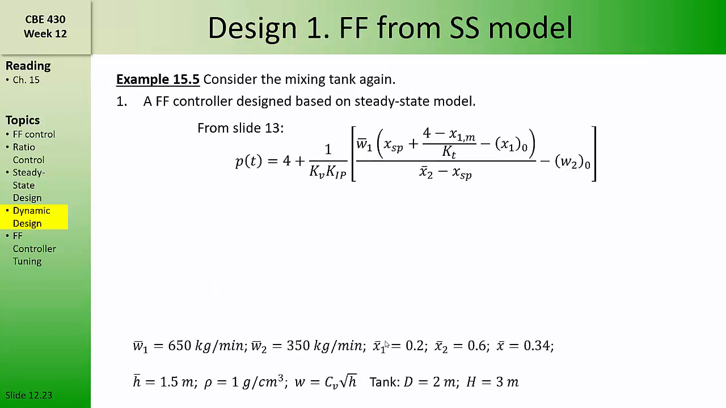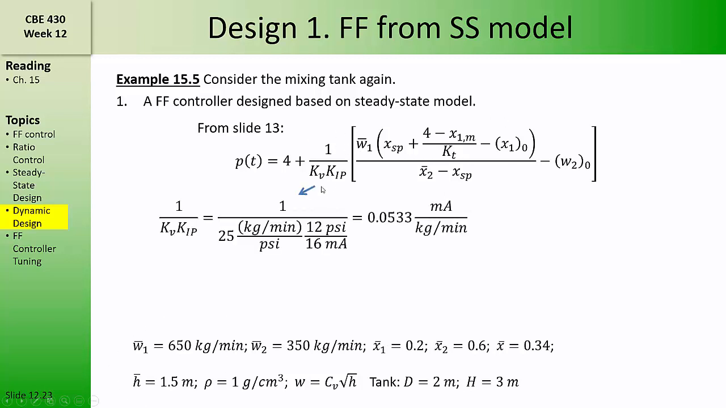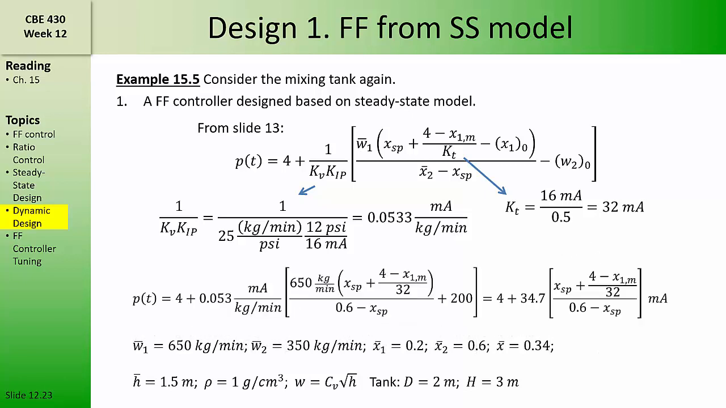We already designed the feed-forward controller based on the steady state model. Now we can use these design conditions to plug some numbers in. This gain here is 1 over KV KIP. We know the valve gain and the transducer gain. So this gives us 0.0533 milliamps per kilogram per minute flow rate. KT is the gain for the sensor transmitter. It's 16 milliamps per 0.5 mass fraction units. So we can plug all of that in and simplify it to determine the behavior of the static feed-forward controller.